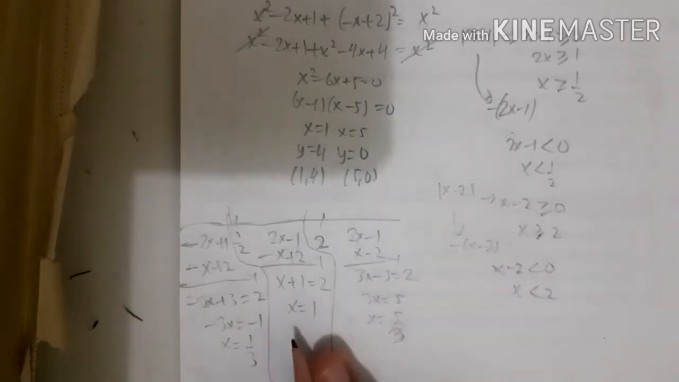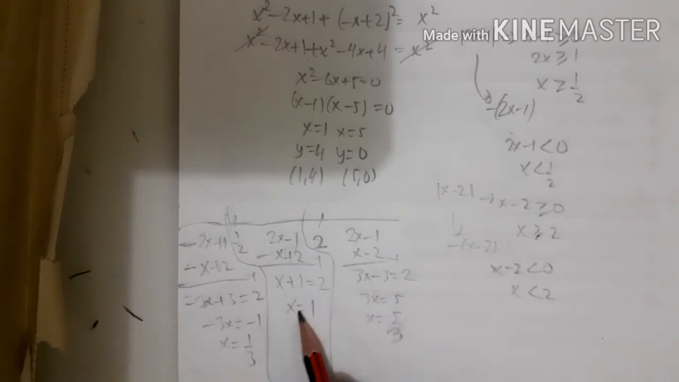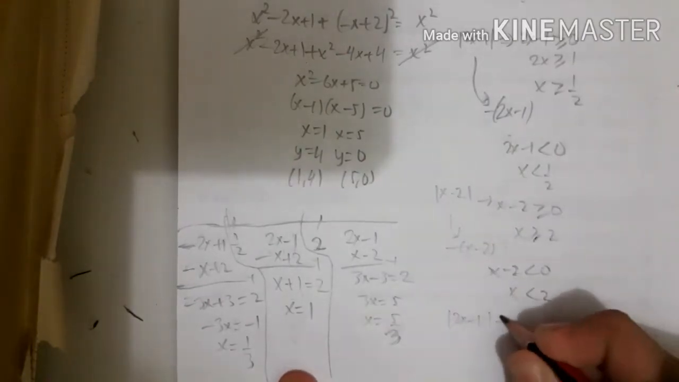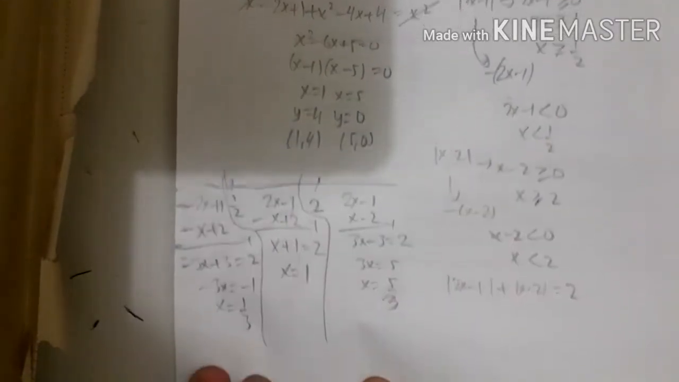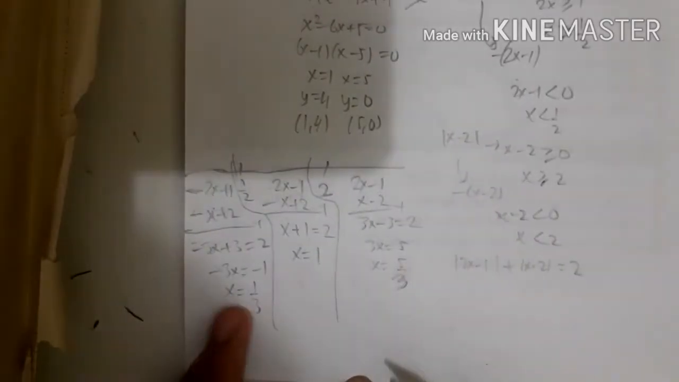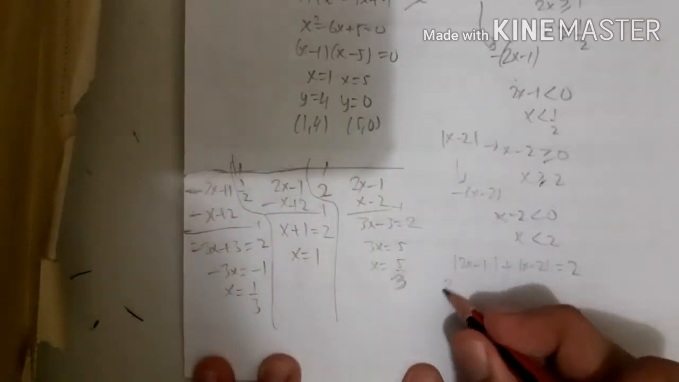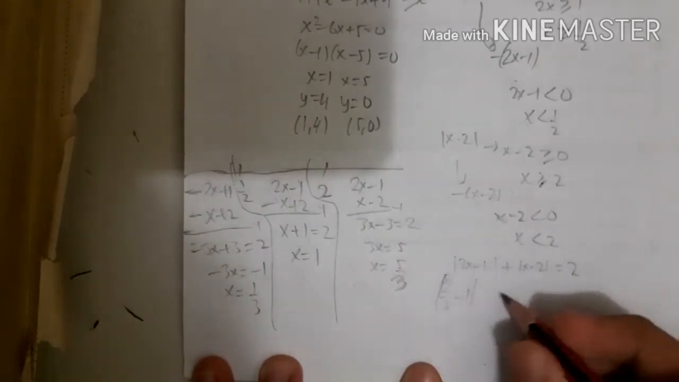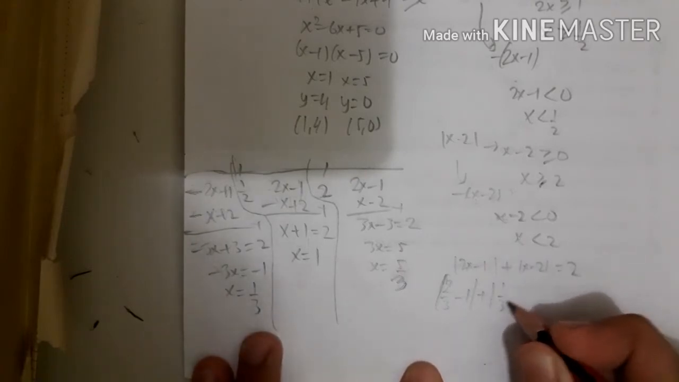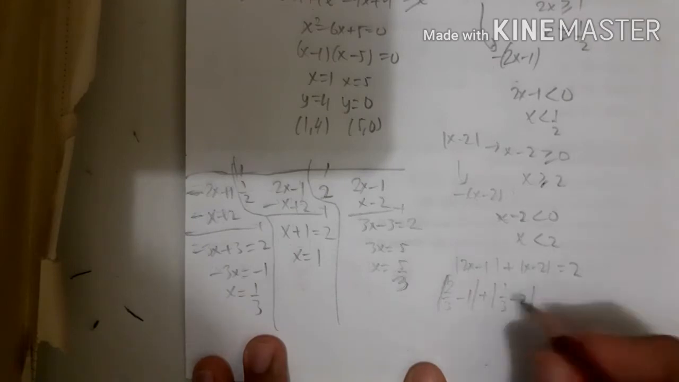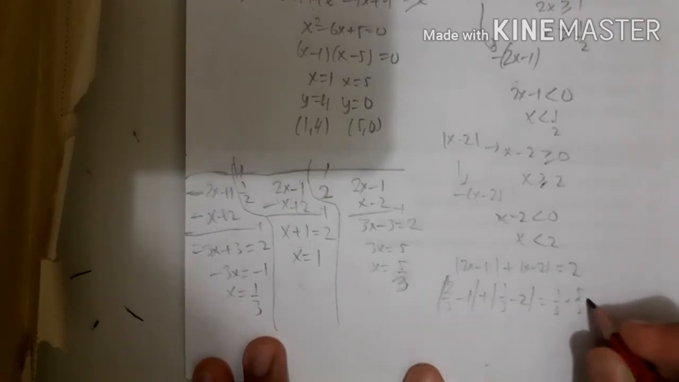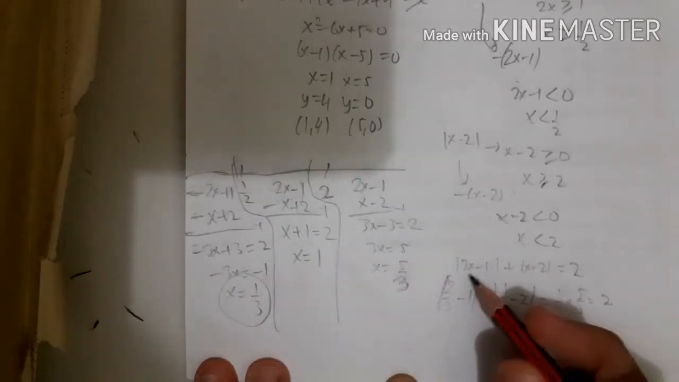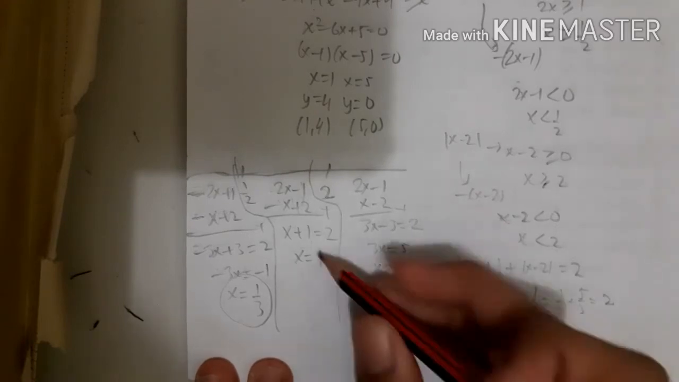So we have three values of x. We have to find which of these values of x satisfy the original equation, the absolute value of 2x minus 1 plus the absolute value of x minus 2 equals 2, right? So if we put in x equals 1 over 3, that would be 2 times 1 over 3, which is 2 over 3, minus 1 in absolute function, plus the absolute function of 1 over 3 minus 2. And this will be 1 over 3 plus 5 over 3, that is 2. So this value is correct. And then when x equals 1, we can see that that is 1 plus 1, which is 2. So this value is correct.